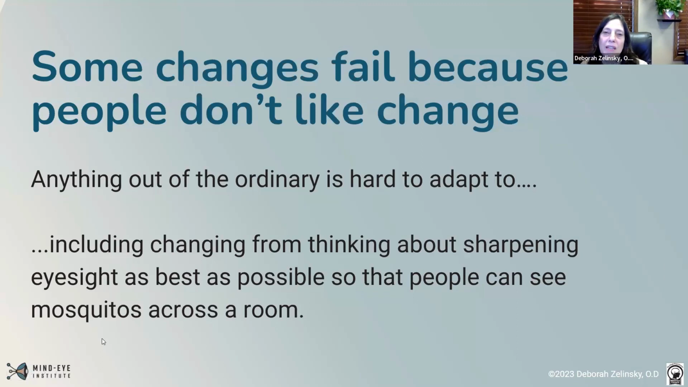And so there's some things that require changing, but if people don't like to adapt to it, then whatever's changing isn't caught on by the population. So for instance, in my case, changing your thinking from sharpening your eyesight as sharp as possible so that people can see a mosquito across a room. That's what people think eyeglasses are supposed to do. They're supposed to sharpen eyesight.